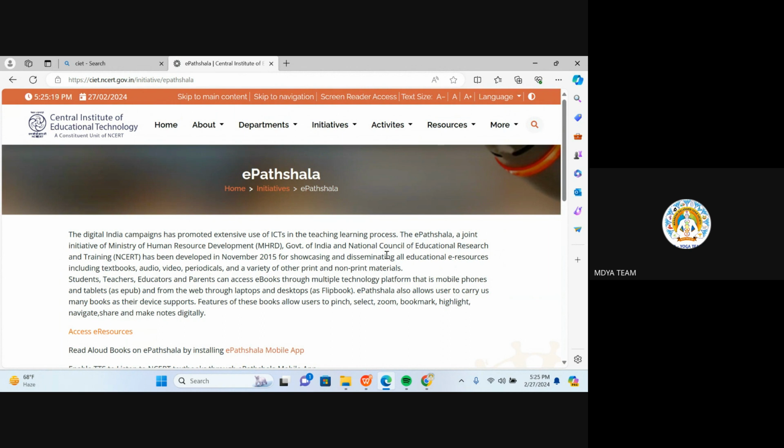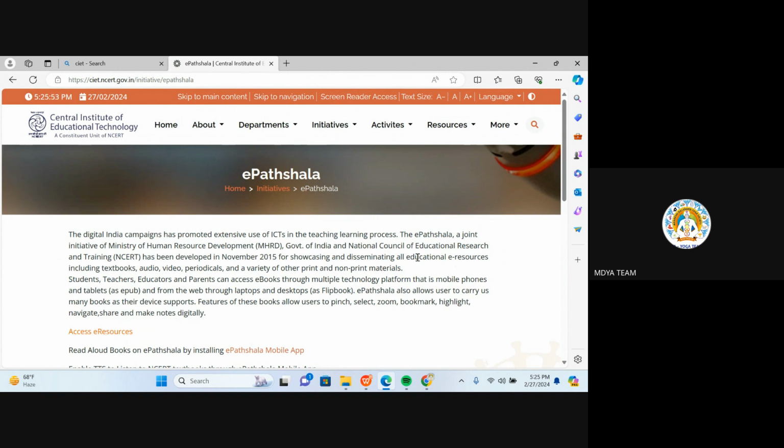In Diksha, teachers can add their own knowledge to the platform. But in e-Pathshala, teachers, educators, parents, and students can access e-books. They can get e-books through their tablets, mobiles, or laptops. Any technology can be used. There are so many books present in e-Pathshala.